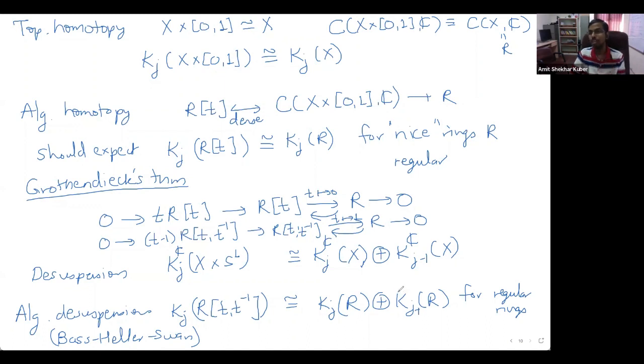Now this is the motivation for negative K theory. If I do the same thing with K0, so K0 of the ring of Laurent polynomials and K0 of R, then I will get some factor, and that factor would be K minus 1 of R. But of course, not everything is good always. This formula only works for regular rings. So what happens in general?